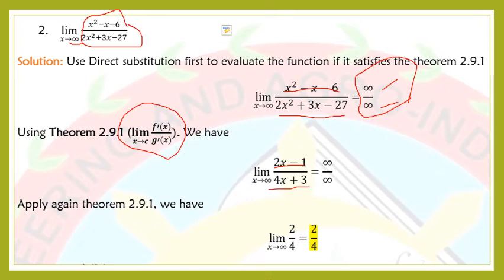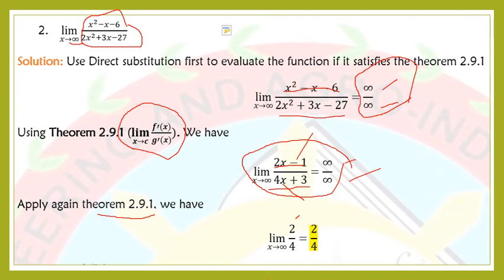If we evaluate, 2 times infinity is infinity, minus 1 is still infinity. 4 times infinity is infinity, plus 3 is still infinity. So the limit still does not exist. That means we apply theorem 2.9.1, or L'Hopital's rule, again. We differentiate the numerator and the denominator again. So we have the limit of the derivative of 2x minus 1, which is 2.